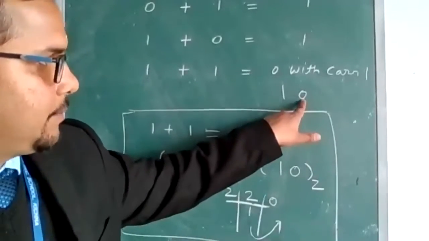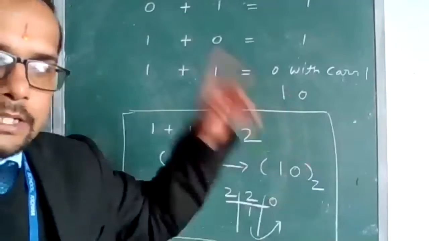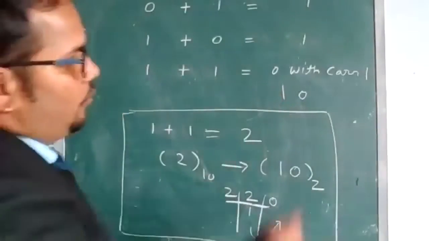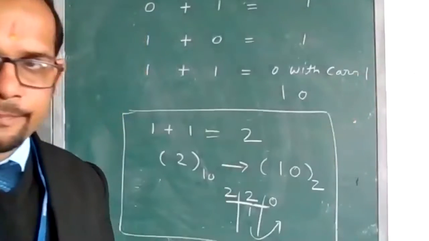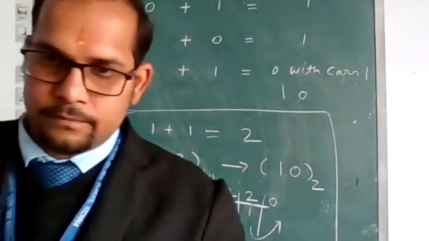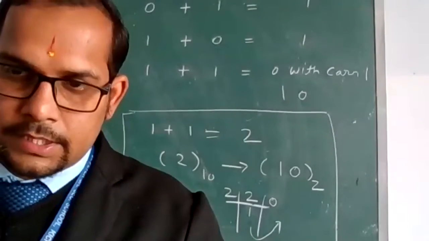What is in the unit place or ones place, we write as the result, and what is in the tens place, what do we call it? As a carry. That's why 0 is our answer with carry 1. Is it correct? Is it clear to all of you?